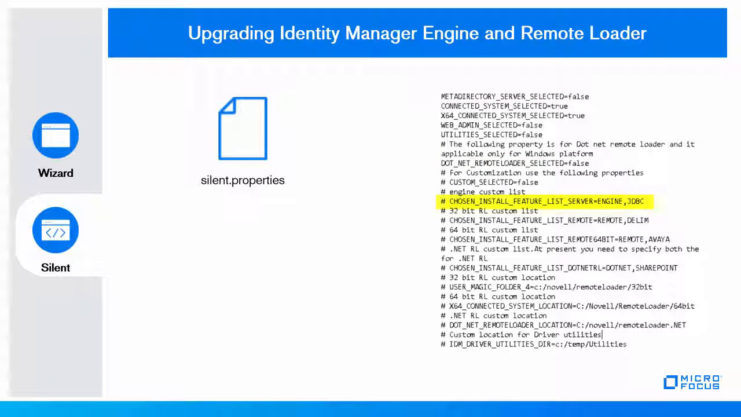Specify whether you want to install the Identity Manager server and drivers. Specify whether you want to install the 32-bit Remote Loader service and drivers. You can install both 32-bit and 64-bit versions on the same server. Specify whether you want to install the utilities and system components for the remote loader.